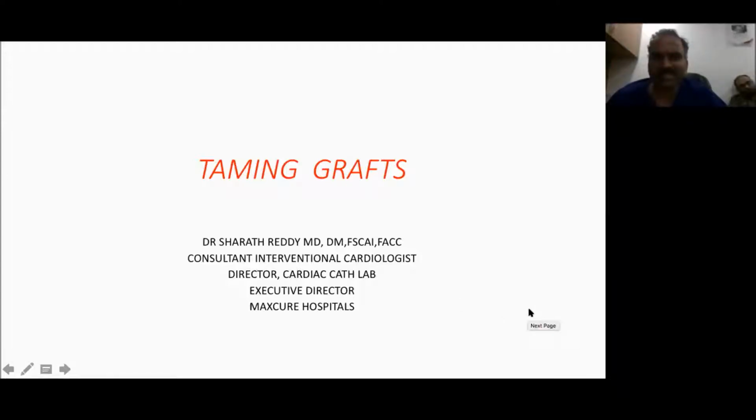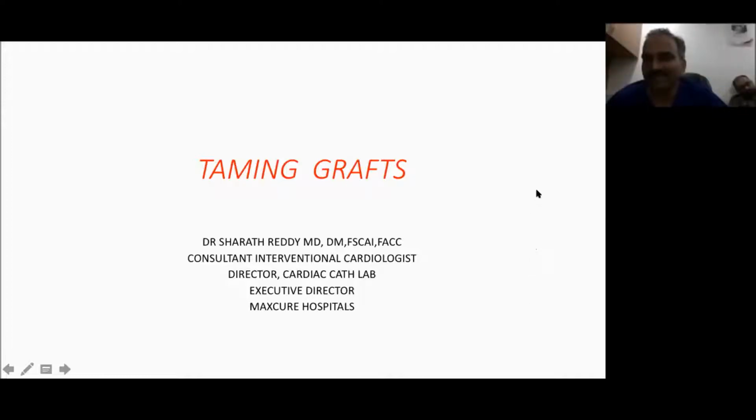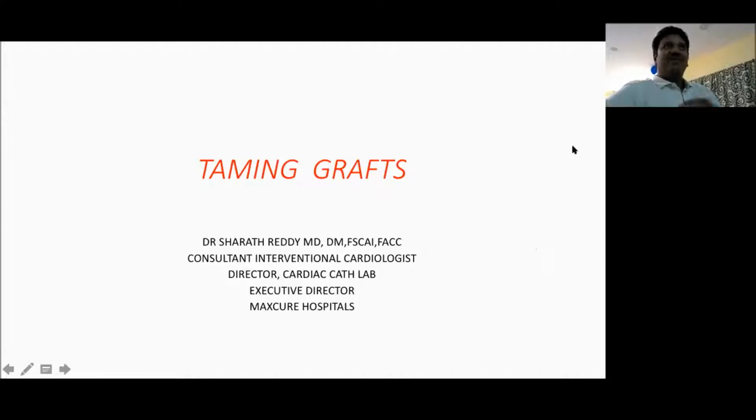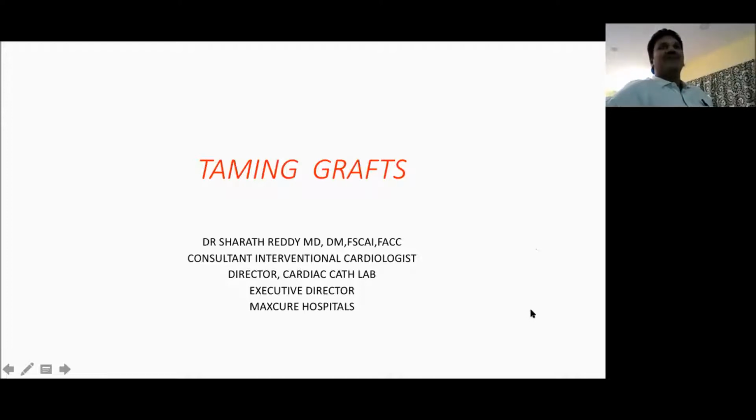Nag, any specific issues which you had in your graft angiograms which you want to share before we enter the presentation? Not much. Graft angios I did only a few. But there have been once or twice where we did not even have information on what the grafts were connected to. Sometimes we have to do it blindly.